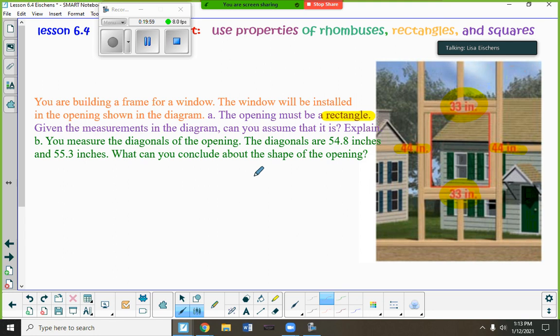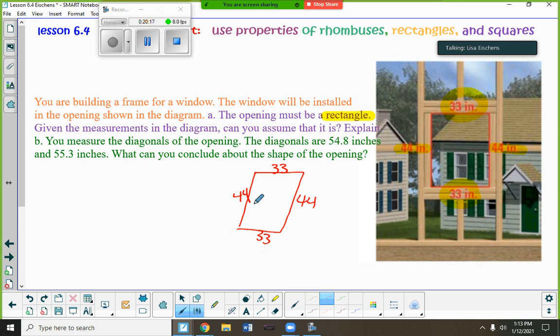Now here's the deal, guys. This could be this figure. I'm going to just draw it slightly. These are both 33. These are both 44. So opposite sides are congruent. But do you have a rectangle? No, you can clearly see that's not a rectangle.